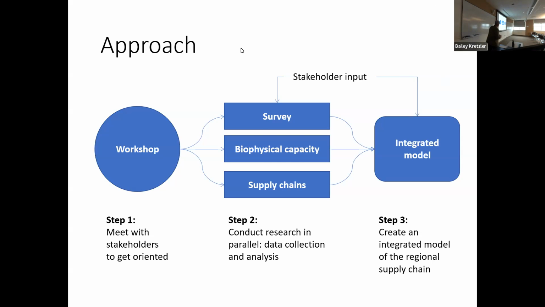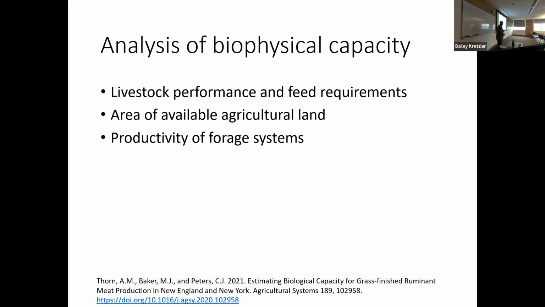Right. There we go. So what do we do in this analysis of biophysical capacity? I'm not going to show you a model diagram right now. That wouldn't be helpful. We essentially did three things. I'm going to talk through the methods and the results together. First piece was estimating livestock performance for this grass finish system. We don't have an existing system to base it off of, at least not a very large one. And what are the feed requirements of them?